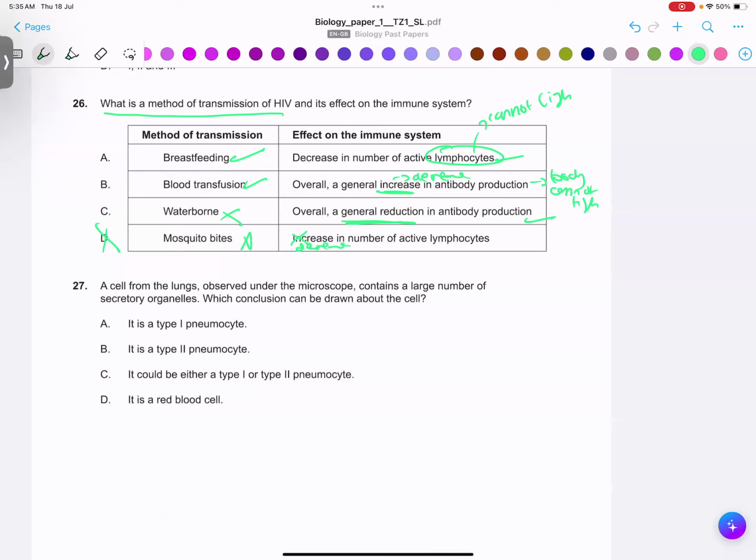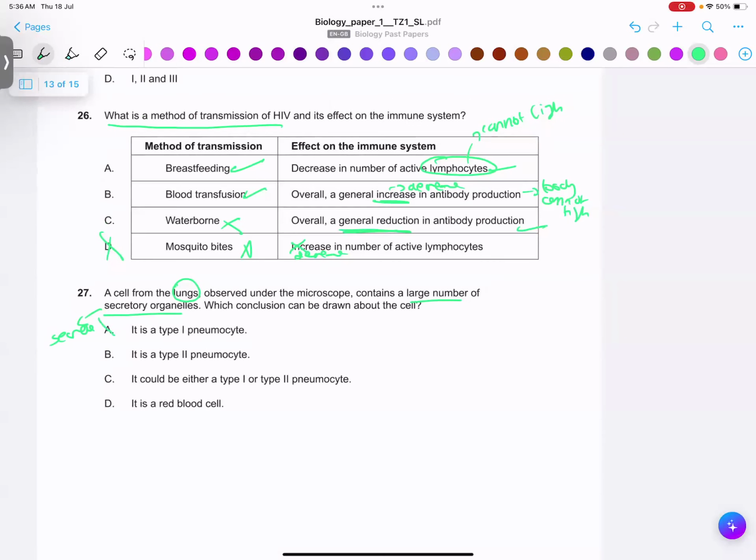A cell from the lungs observed under a microscope contains a large number of secretory organelles. What conclusion can be drawn about the cell? So now we need to look at the words first. It contains a large number of secretory organelles, so they secrete. And it's in the lungs. Okay, so is it a type 1 pneumocyte? No, it's not, because it does not have secretory organelles. It's a type 2. Yeah, it does have secretory organelles. It could be either type 1 or type 2? No, it cannot be type 1. And could it be a red blood cell? No, because it does not have the secretory organelle. Plus, the blood cells are really small, so it's a type 2. So the answer is B.